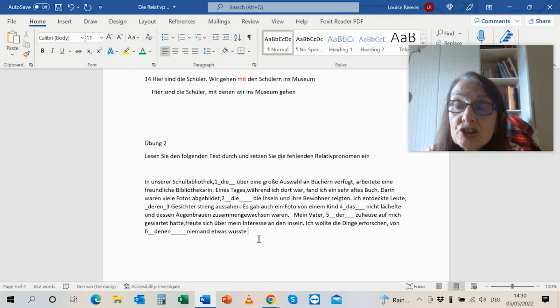Now, if you have English as a native language, it might be easier for you. Eines Tages, während ich dort war, one day, whilst I was there, fand ich ein sehr altes Buch. I found an old book. Darin waren viele Fotos abgebildet. There were many photographs. Again, referring back to the viele Fotos, die die Insel und ihre Bewohner zeigten. Die.